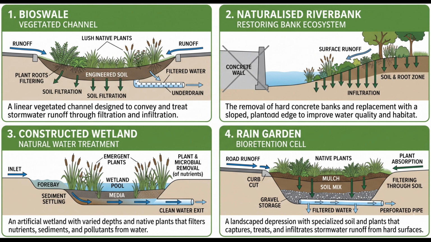Bioswales are vegetated channels, essentially planted ditches, designed to slow and filter surface runoff before it enters the drain system. As water flows slowly through the bioswale, plant roots and the surrounding soil trap sediment, nutrients, and other pollutants. Clean, filtered water continues to the drain. The pollutants stay behind in the bioswale.